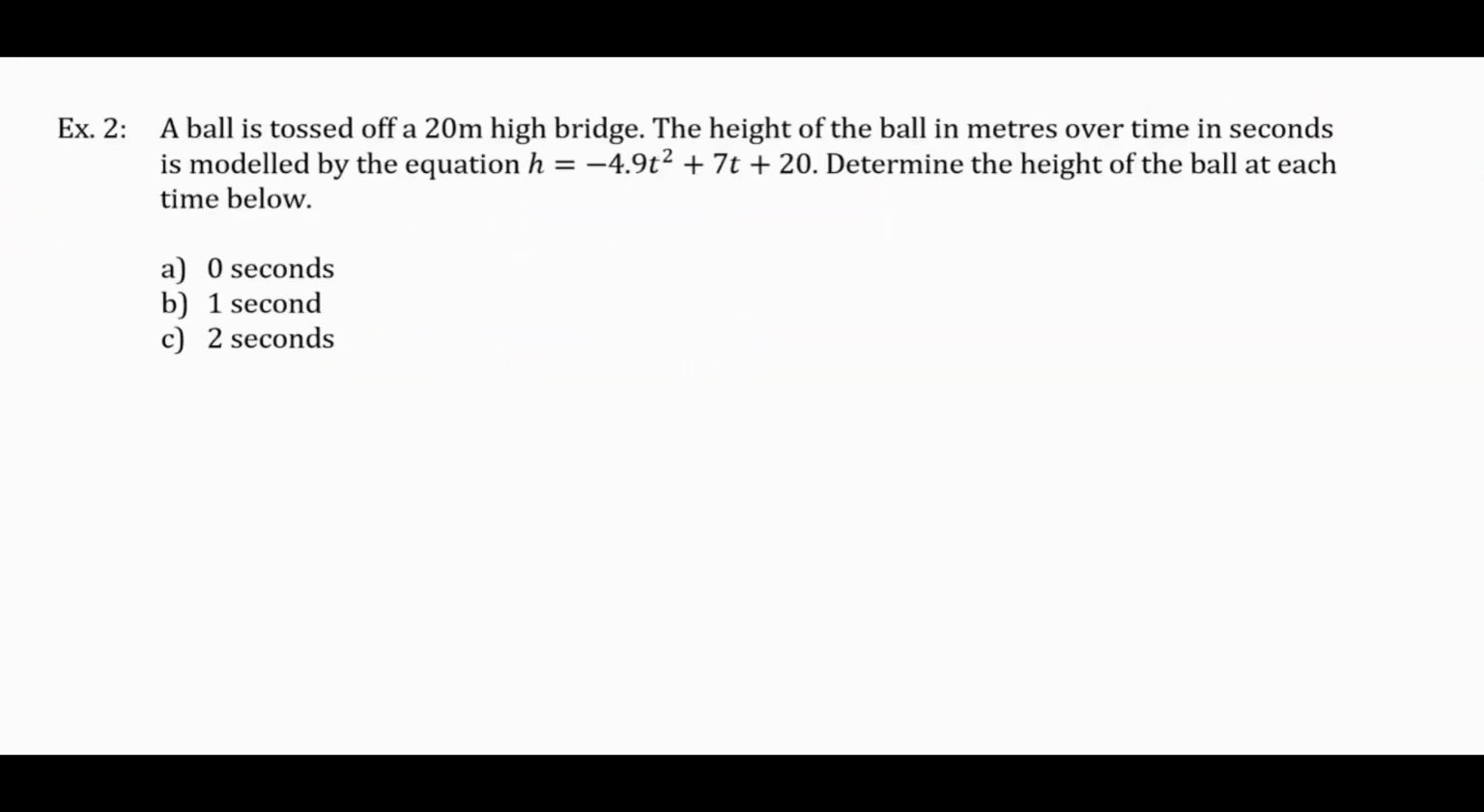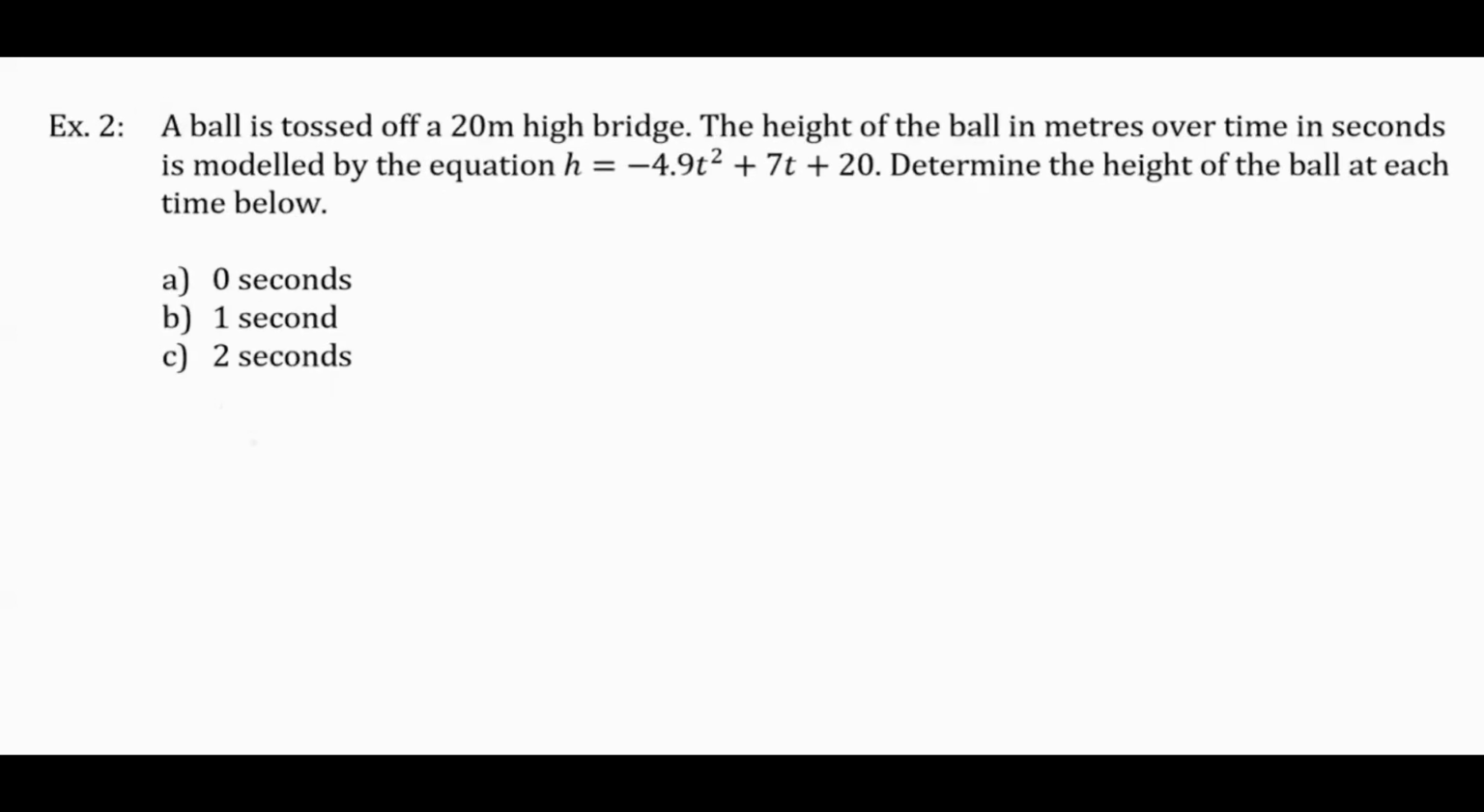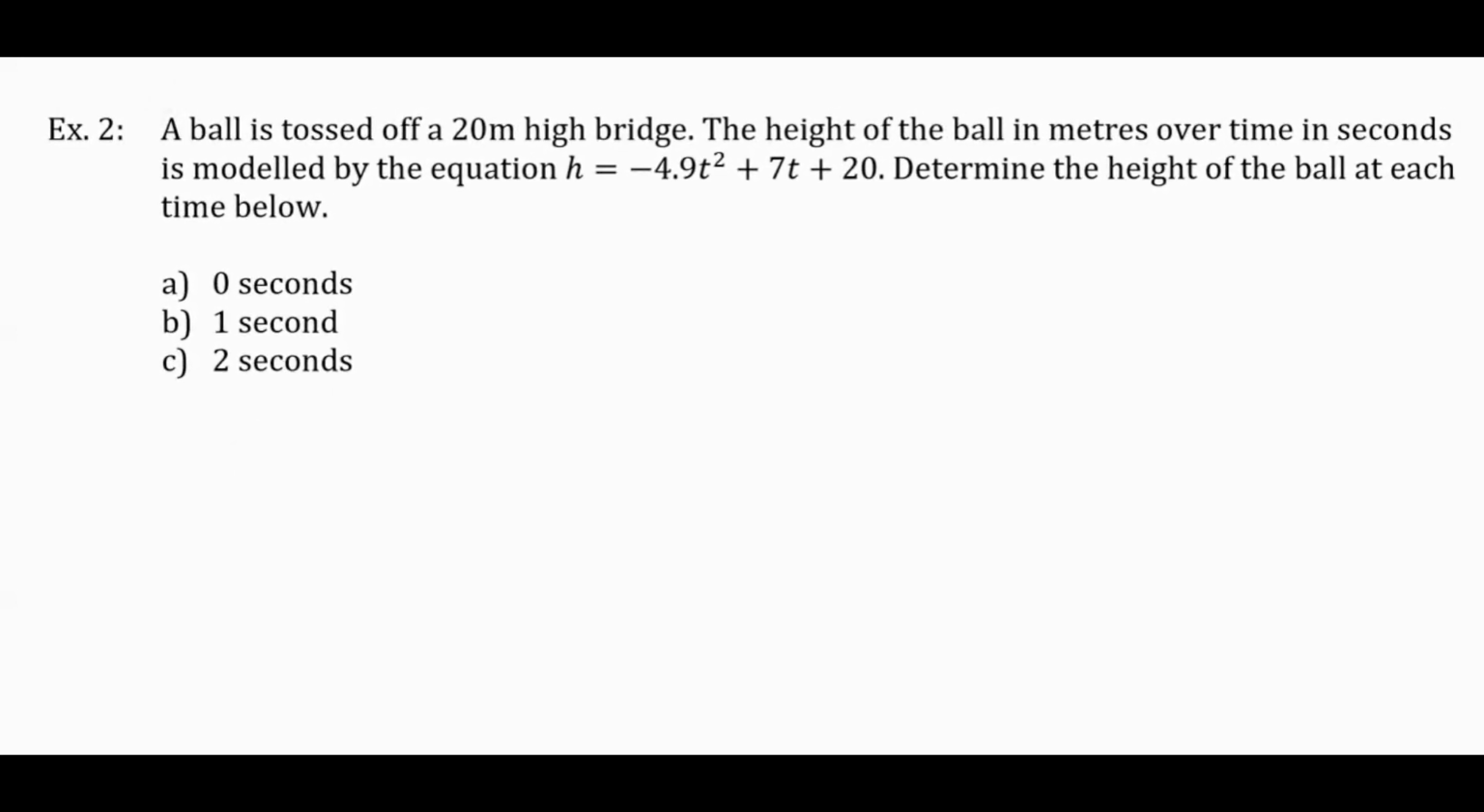Okay, try this one. Write it down. No, sorry, we'll do it together, but write it down. It says a ball is tossed off a 20-meter high bridge. The height of the ball in meters over time in seconds is modeled by the equation. And then it's got 3 different times that it wants us to find the height of the ball.